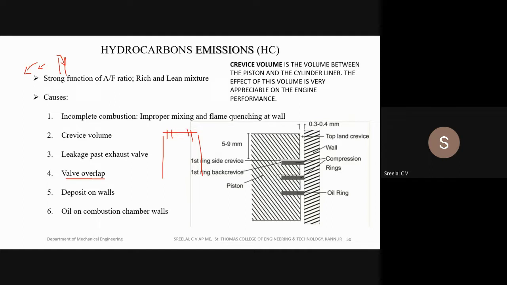What we are discussing now is hydrocarbon emission. This hydrocarbon emission means we are using hydrocarbon fuel. So this particular mixture of hydrocarbon fuel will directly enter through the inlet valve and be taken outside through the exhaust valve. Understand? Yes, sir.